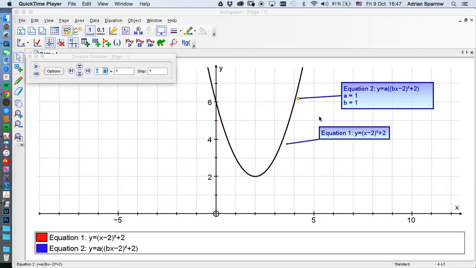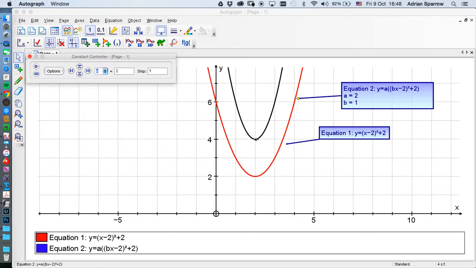And I'm going to change the a value. So at the moment it's 1, and we're going to change the a value to 2. Now I want you to concentrate on the vertex. Now the vertex, which started at (2, 2), is now at (2, 4). What has actually happened is we've moved the y coordinate only of the vertex. So that's how come I know it's a y, or a vertical stretch.